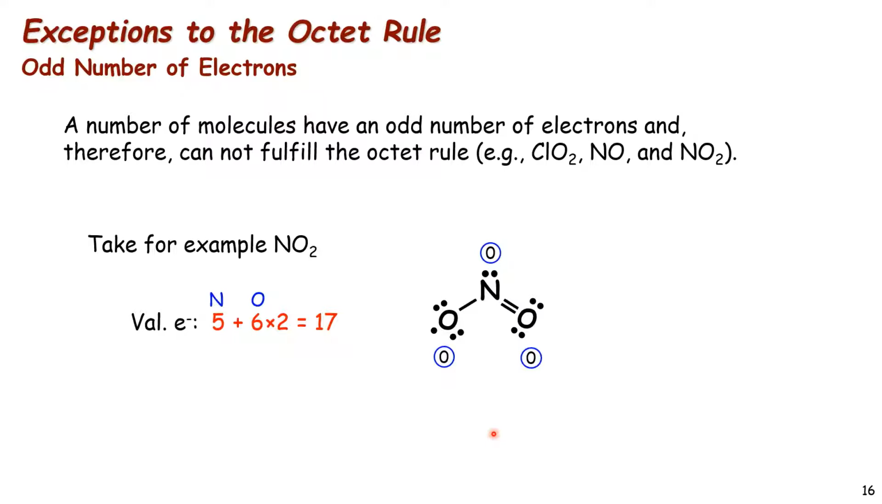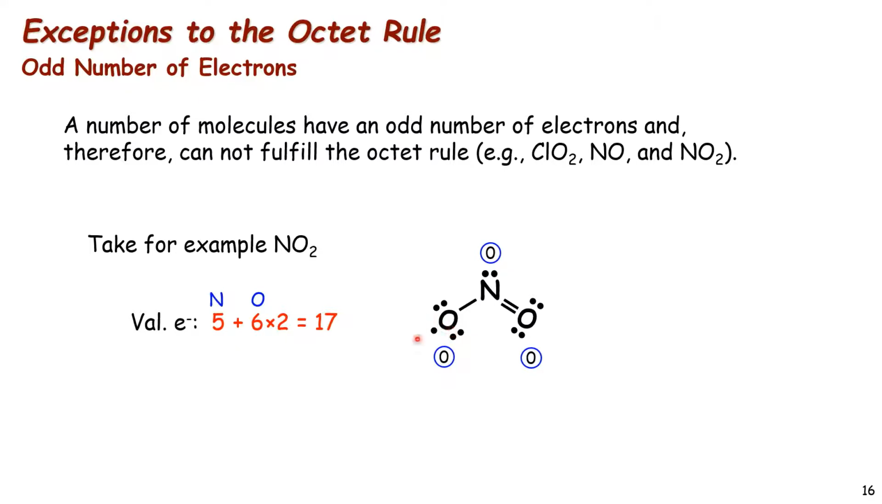Now, the issue with these molecules that have odd numbers of electrons, we call these radicals because they want to react with whatever they can. Atoms want their 8 electrons, or more, but they definitely want their 8 electrons. So things like chlorine dioxide, nitrogen monoxide, nitrogen dioxide, these things are all poisonous to us.